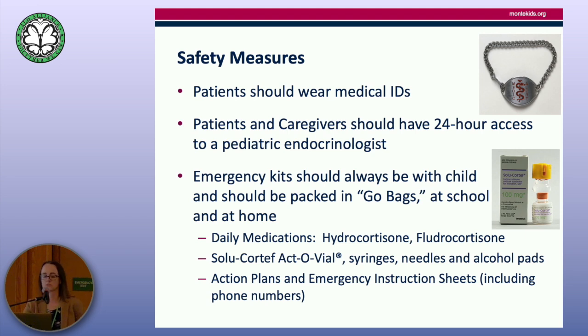Every child who has adrenal insufficiency should have a safety plan. That includes wearing a medical ID. I think last year someone brought a seatbelt ID also, or car seat ID, which is great, but it should be something that's on the child or the adult. Caregivers should have 24-hour access to an endocrinologist that they can speak to.